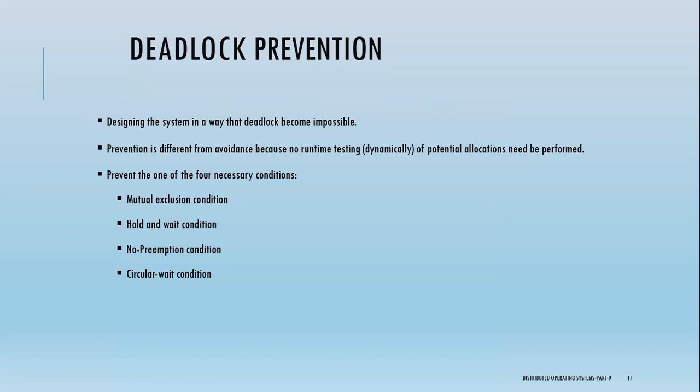Deadlock prevention: designing the system in such a way that deadlock becomes impossible. Prevention is different from avoidance because no runtime testing of potential allocations needs to be performed. Prevent one of the four necessary conditions: mutual exclusion, hold and wait, no preemption, and circular wait condition.